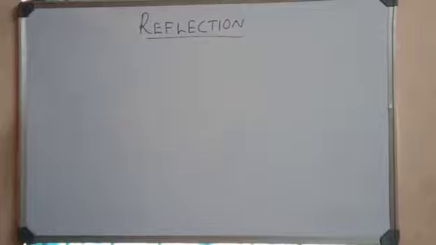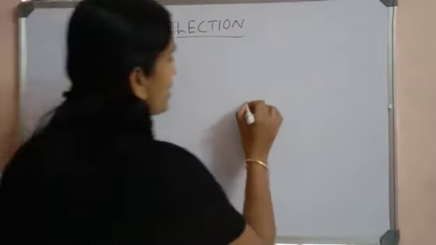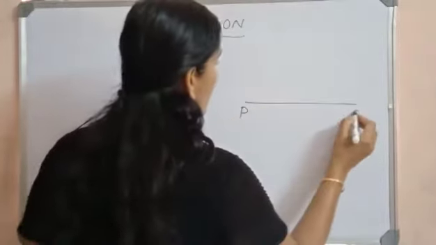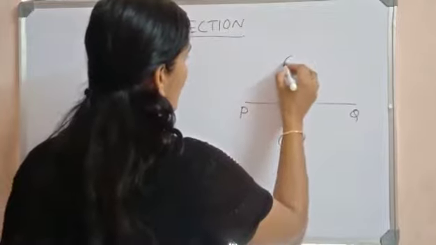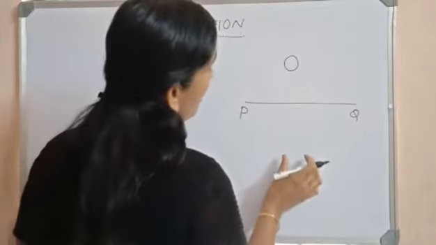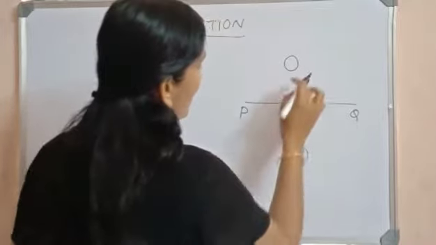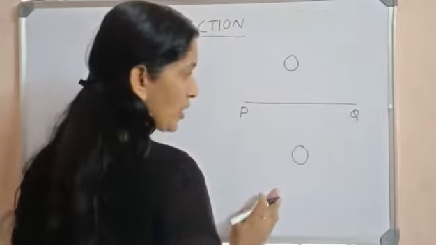What is reflection? When an object is placed in front of a mirror, the image will be formed. Consider PQ as a mirror and an object is placed over here. You can see the image of this object at the same distance behind the mirror. This is what is called reflection.